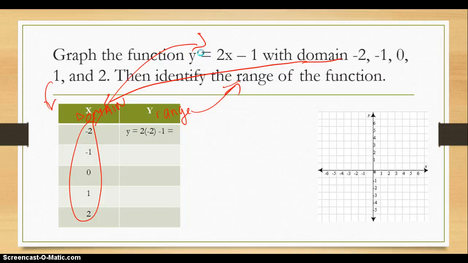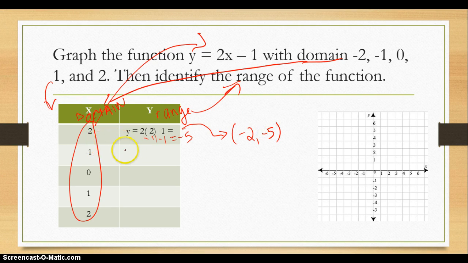Sometimes, because there's a pattern on the domain, on the x value, there may be a pattern on the y value. So let's see here. I showed you how to do the work for the first one. You're using that same formula, y equals 2x minus 1. I plugged in -2, so 2 times -2 is -4, and -4 minus 1 is -5. So my ordered pair for this point right here is -2, -5.